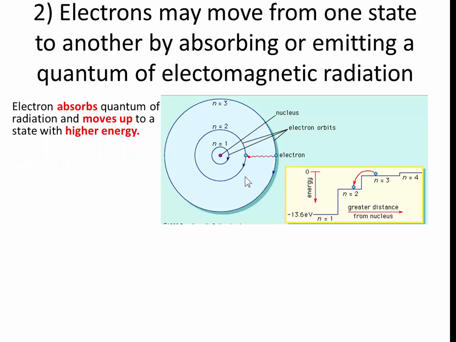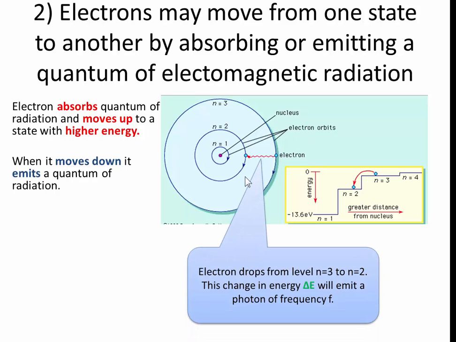The electron absorbs a quantum of radiation and can move up to a state with a higher energy. Alternatively, when it moves down, it emits a quantum of radiation. And this is what's going on here. The electron here drops from level n equals 3 to n equals 2. And this change in energy, delta E, will emit a photon of frequency f according to delta E equals hf.